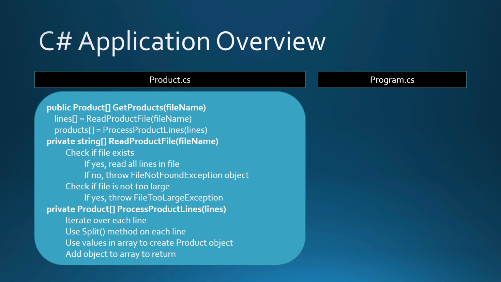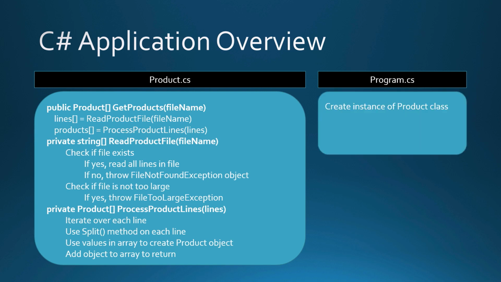We'll then modify the program.cs file and create an instance of our product class and then call that public method called GetProducts, passing in the file name of where that tab-delimited set of products is located, and it's going to then return the product array to us. We will iterate over that products array and display the product information.